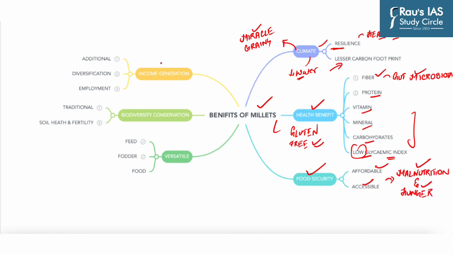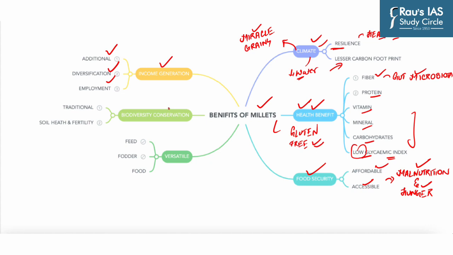Next benefit is that it will help to increase income generation. How? Now millets have a high demand in the market, both in India and globally. Why? Due to their nutritional value and climate resilience. So by cultivating millets, farmers can generate additional income and diversify their cropping system, rather than focusing only on wheat and rice. Also, it can create employment opportunities in processing, packaging, and marketing, which can benefit rural communities.